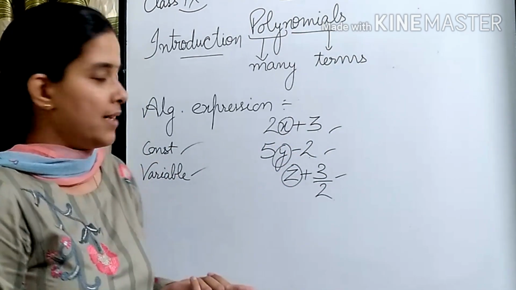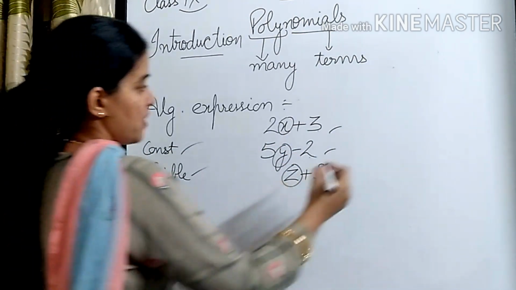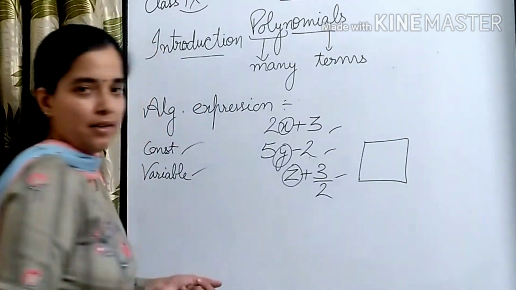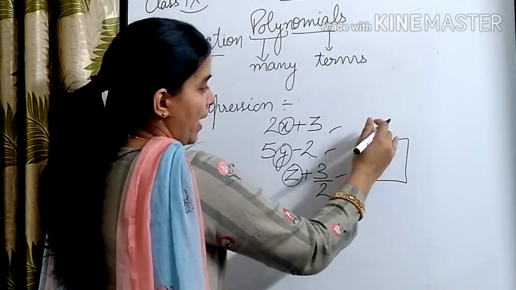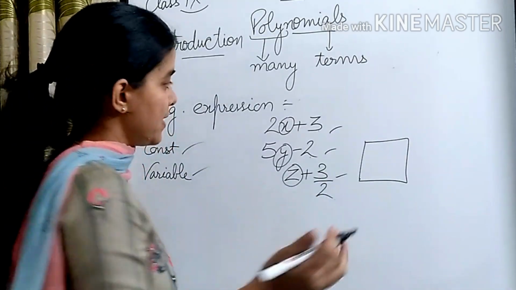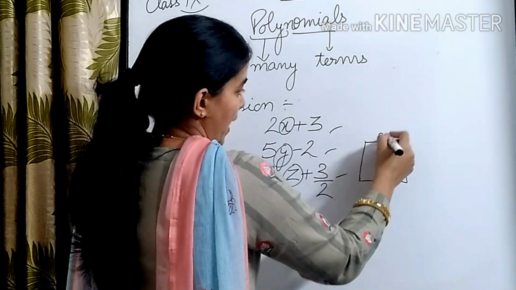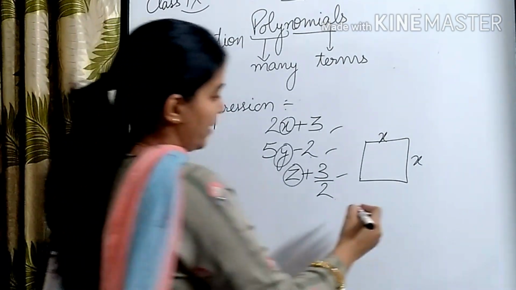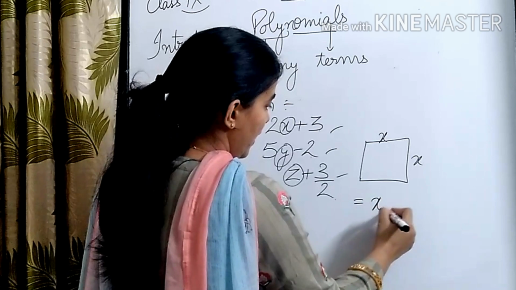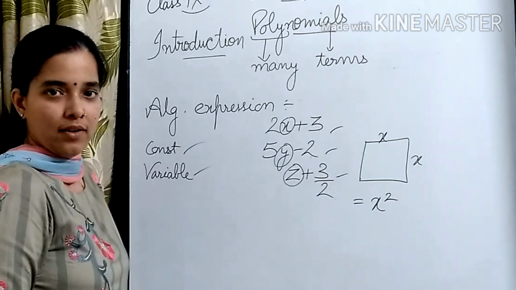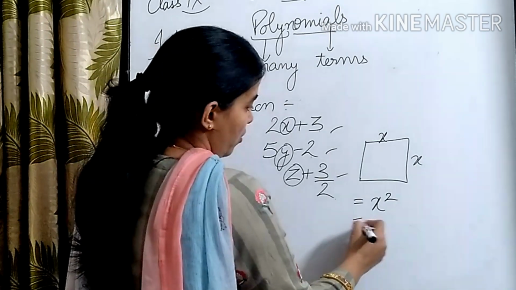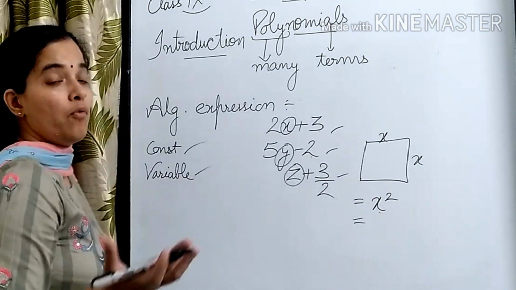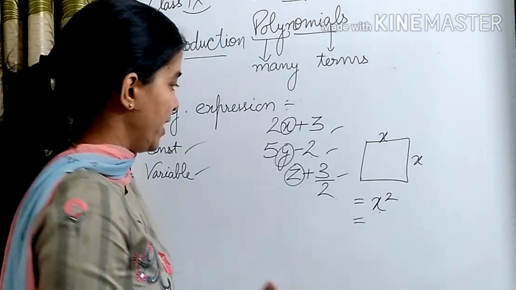So how to understand this thing? Suppose there is a square. You all know how we find the area of a square? We find it by multiplying the sides. So let us say the side is x and x. So the value can be found with x square. Now this is x square. I told you x is a variable. Now what is the meaning of variable? That I am telling you.